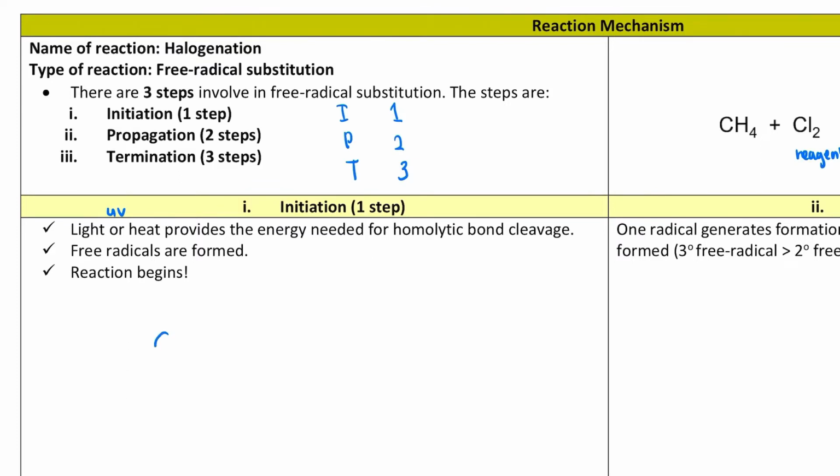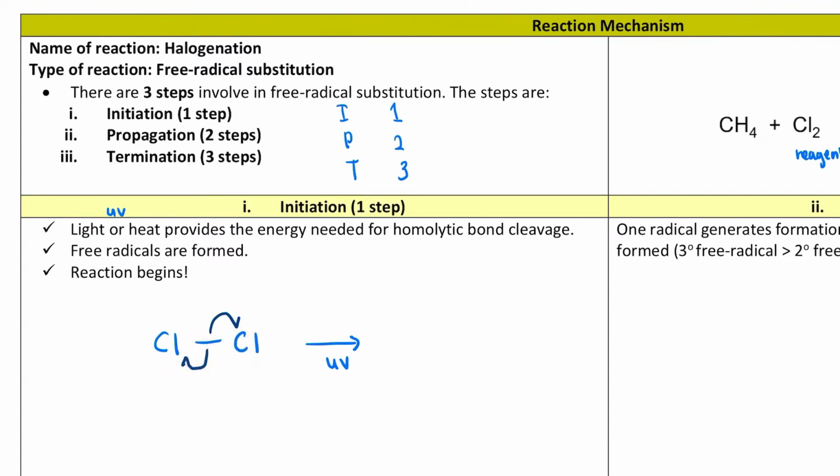So since our reagent adalah Cl2, and then UV. Since ada UV, that UV will provide energy for homolytic cleavage. So we know that in a bond there are 2 electrons. So when this bond undergo homolytic cleavage, that means the electron will be divided equally. So you have to use half-headed arrow to show that one of the electron is transferred to Cl, while another electron here is transferred to another Cl.